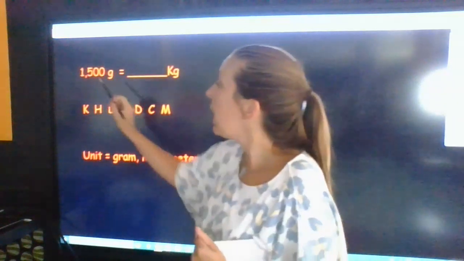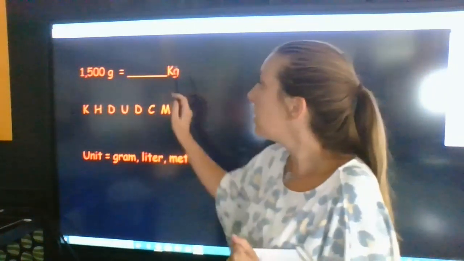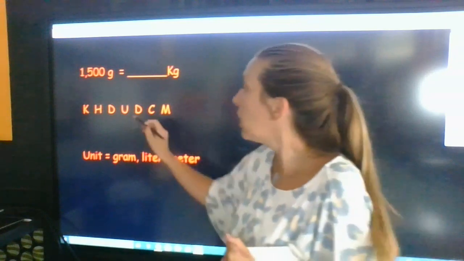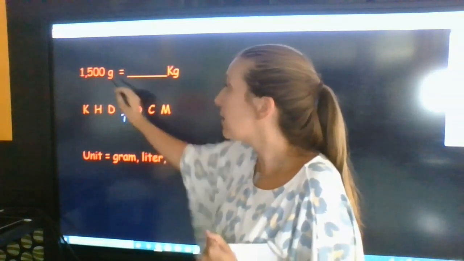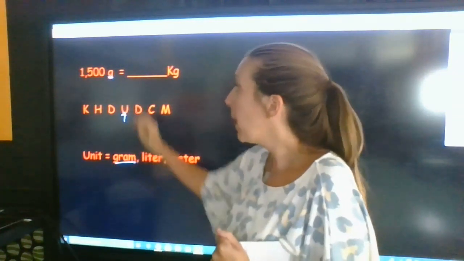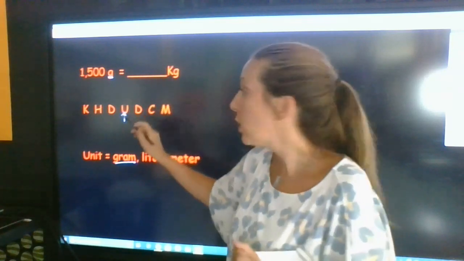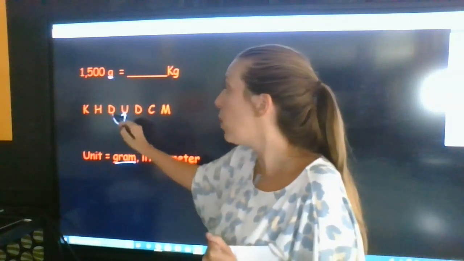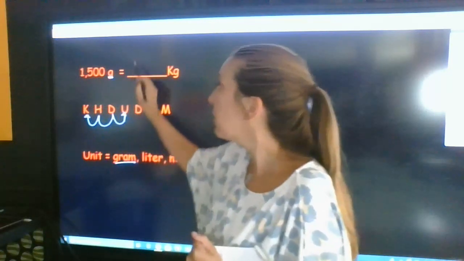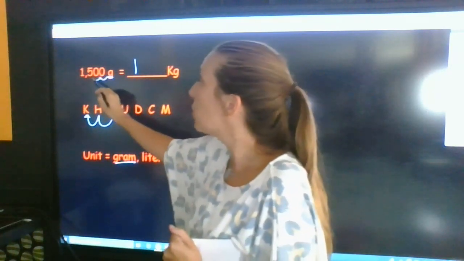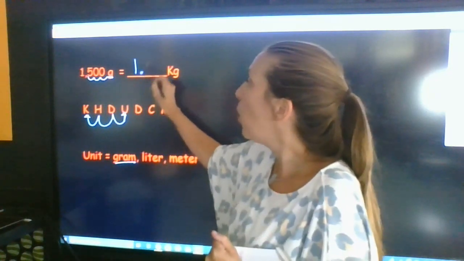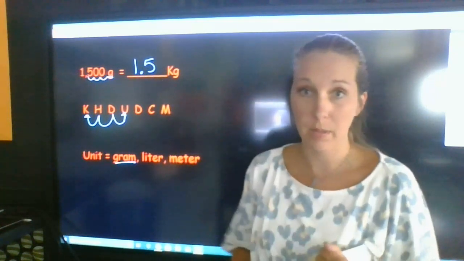On this one, we have 1,500 grams, and we need to get to kilograms. So we're going to start at the unit because that's our root word, grams. And we're going to go to kilograms. So we're going to move to the left 3 spaces. Once, twice, 3 times, which gives us 1.5 kilograms.